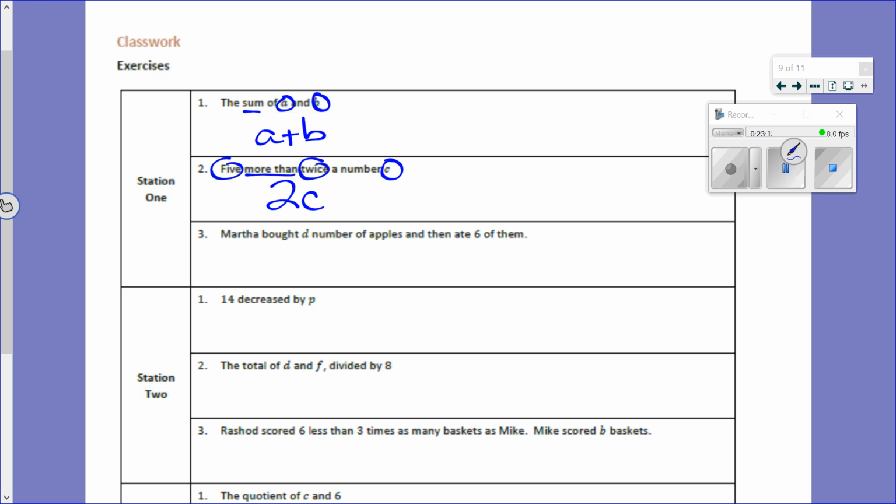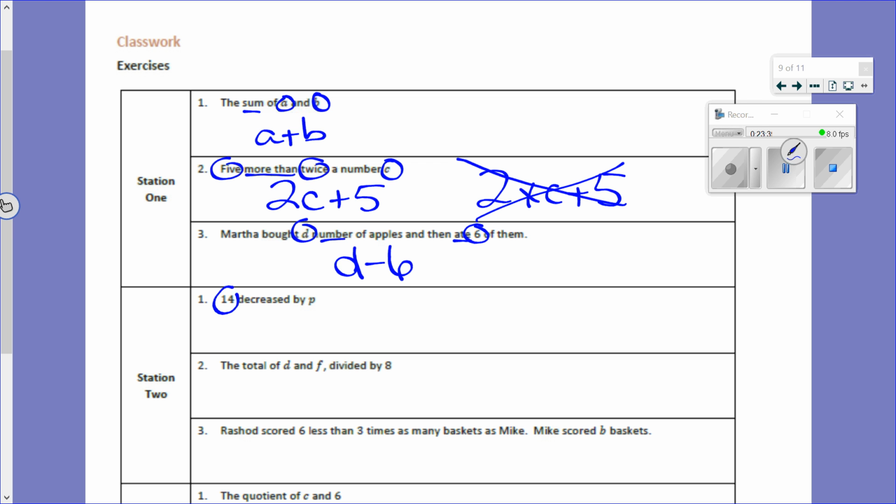Multiply by 2. So 2C more than is adding plus 5. If you're still doing this, that is going to be wrong, guys. That is not acceptable. We cannot use that X anymore. Now that we're going so much into variables, you have got to get rid of that habit. Martha bought D number of apples and then ate 6 of them, meaning they're being subtracted. 14 decreased by P, just straight up. 14 decreased by P. Total of D and F divided by 8.